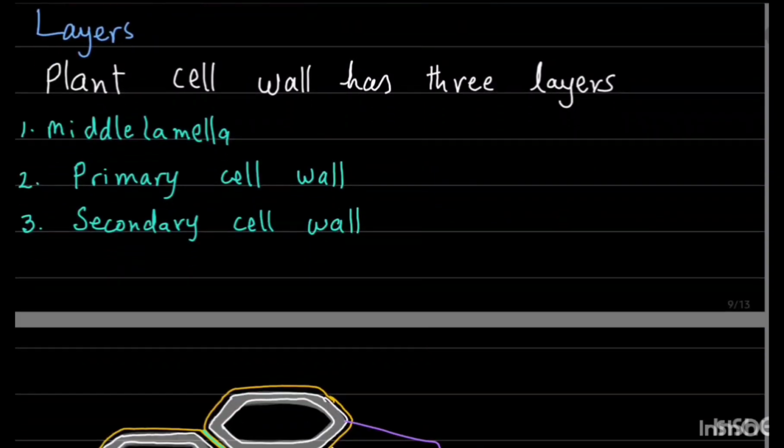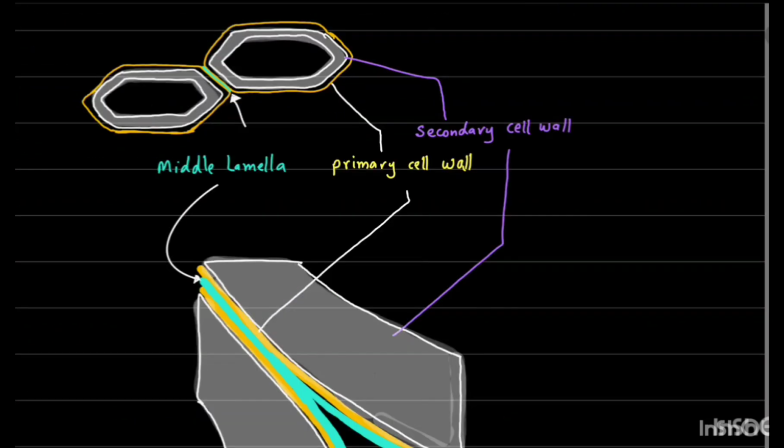Plant cell wall has three major layers: the middle lamella, which is a cementing agent; the primary cell wall, present in all the cells; and the secondary cell wall, which is present in some of the cells. This is a diagrammatic view of the layers of the cell wall. The middle lamella is present between the cells as a cementing agent. It holds the cells together. Primary cell wall is the outer layer. Secondary cell wall is formed in some of the cells, but it's present inner to the primary cell wall.